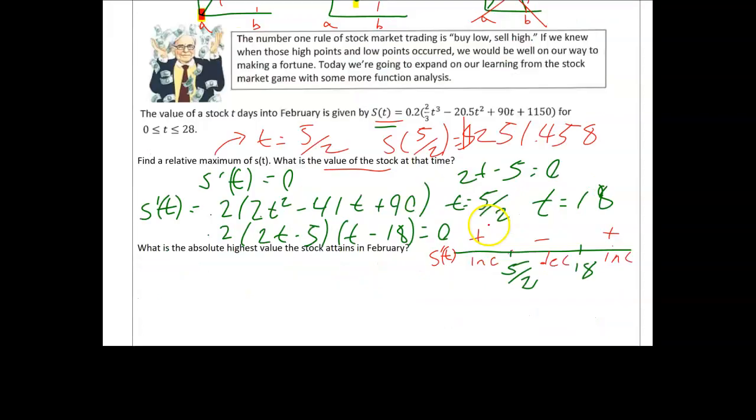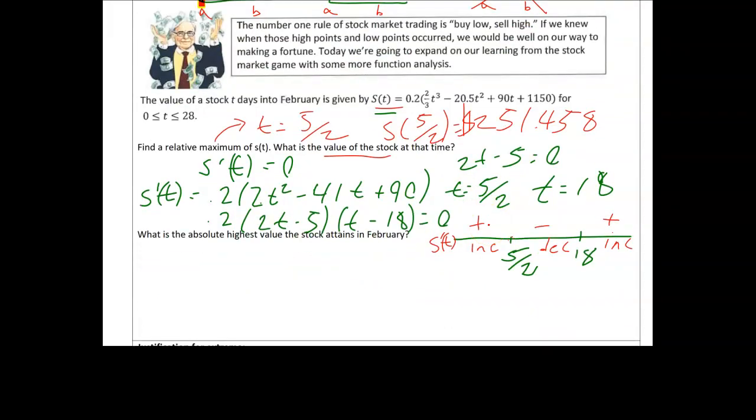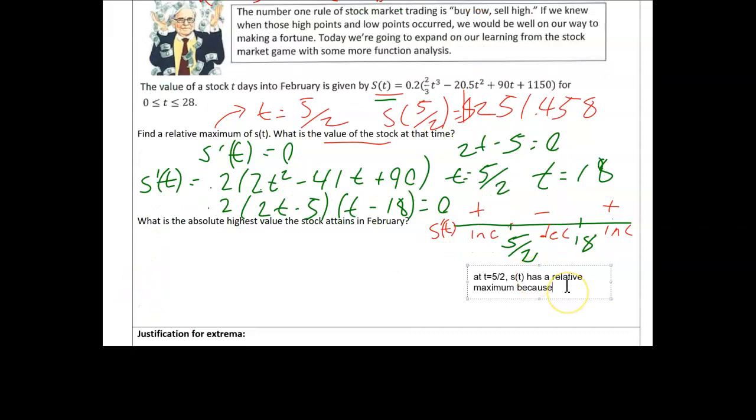Now I want to write a little AP style justification for this before I move on to the next one. So I'd say at t equals 5 halves, S has a relative maximum because, and I'm going to include 2 things here. First, the derivative is equal to 0 at that point, and because the derivative switches from positive to negative. Okay, so that's my full justification. That would earn me full points on my exam.